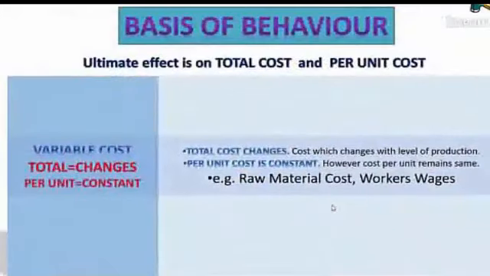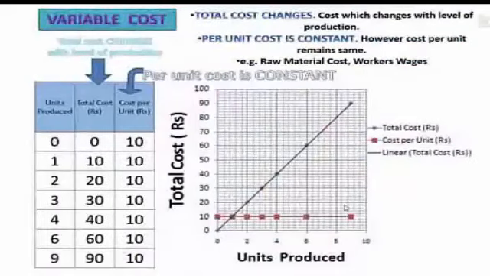Now let us go for the second one, variable cost. Here also we are going to study with the same angle what is the effect on the total cost and what is the effect on per unit cost. Now there are certain costs which we can study from the table. Once again, the number of units produced are given to us: 0, 1, 2, 3, 4, 6, 9.